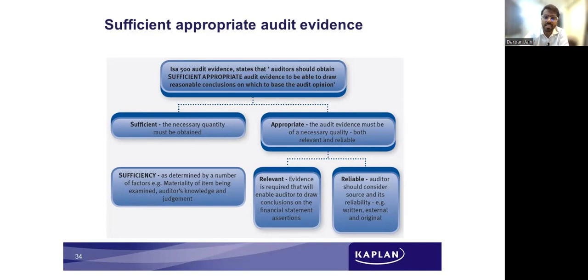But before that, see sufficiency. Sufficient means the necessary quantity must be obtained. Appropriateness is related to quality, and that quality is determined by both relevance and reliability. Your evidence should be relevant and it should be reliable. Sufficiency is related to quantity. And see, how is that determined?